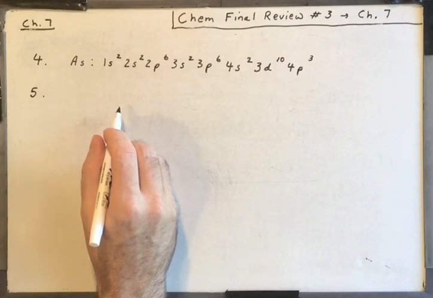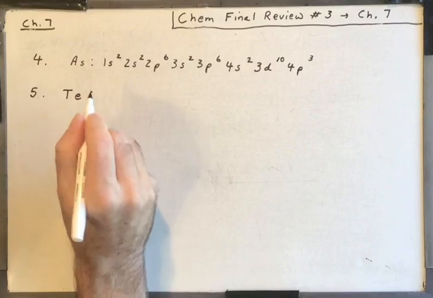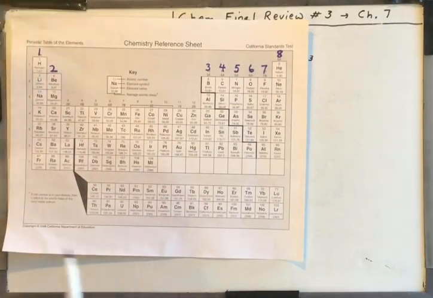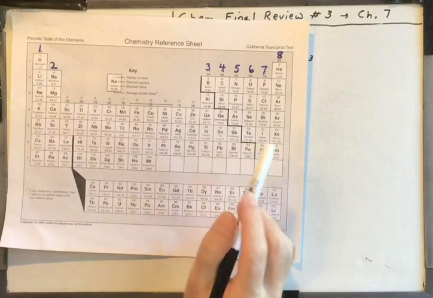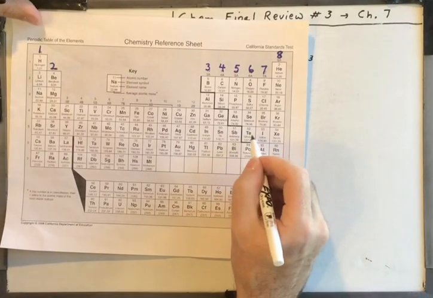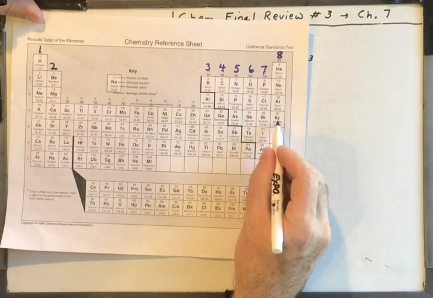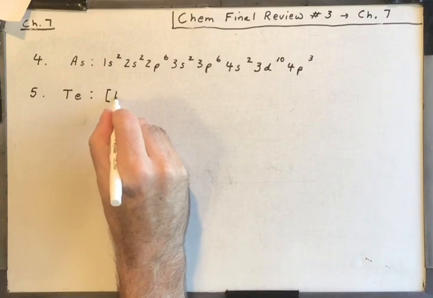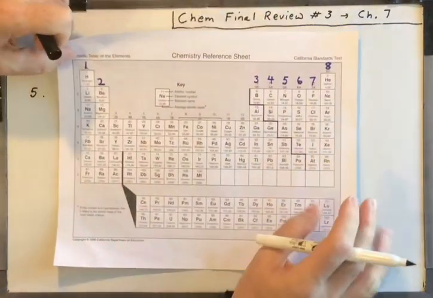All right, and then we want to do the abbreviated electron configuration for tellurium. All right, we've got to find tellurium. Where in the world is tellurium? Well, here it is, number 52. What you do is you go to the noble gas that precedes tellurium, that's krypton, and you put that in brackets. That way we get to start at krypton. We get to skip everything before krypton.